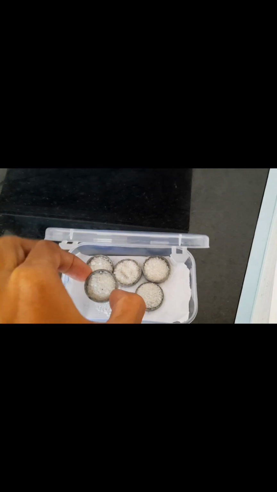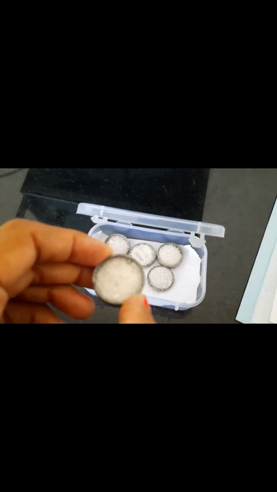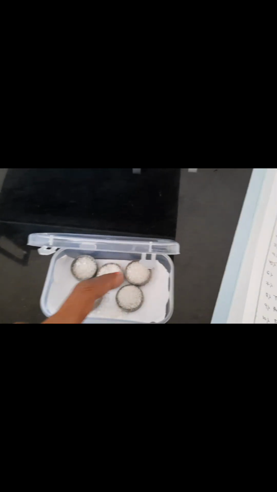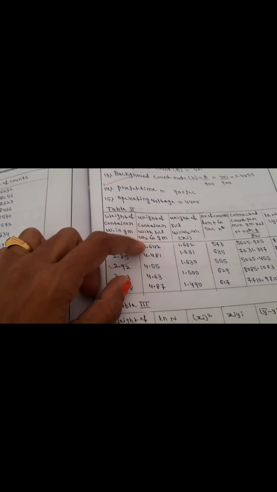Then the weight of the container with KCl. The empty container you have to weigh without KCl, that is W1. Then the weight of the container with KCl. Measuring with KCl in increasing order for all 5 containers, for the first container we got 3.642 as the weight of the container with KCl, W2. Similarly write down up to the 5th container, 4.87.